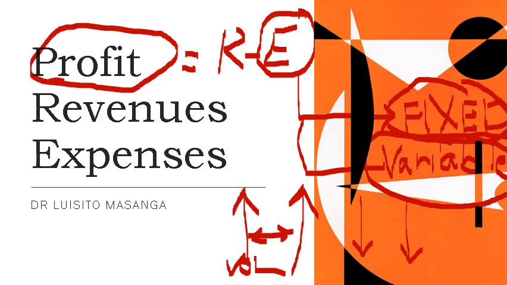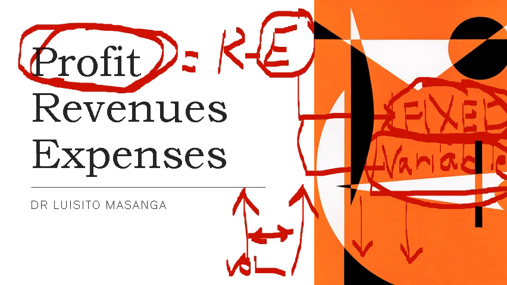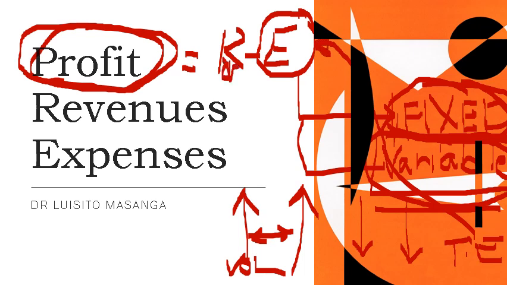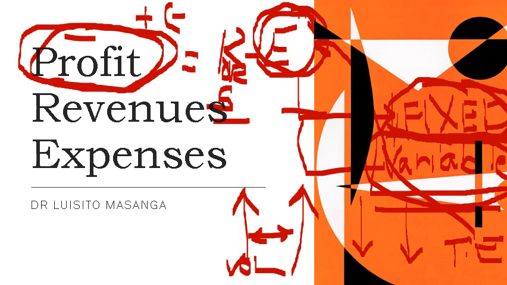So, if you want to compute the profit of the company, you have to identify what are your fixed and variable expenses. You add those, so you now have your total expenses. Then you compute your revenues or sales for the month, and you subtract your total expenses, and what is left is profit. Now, profit could be a gain or it could be a loss.